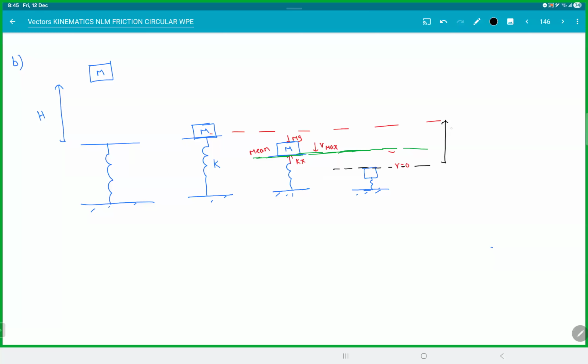This is x max. So you can directly do loss in potential energy is equal to gain in kinetic energy. So that is mg(h + x max). All this energy must have gone into the spring because initial velocity is 0, final velocity is 0, so half k x max squared. That's it. This is a pretty good mains level question. One step, you get a quadratic, you get the answer, you're done.